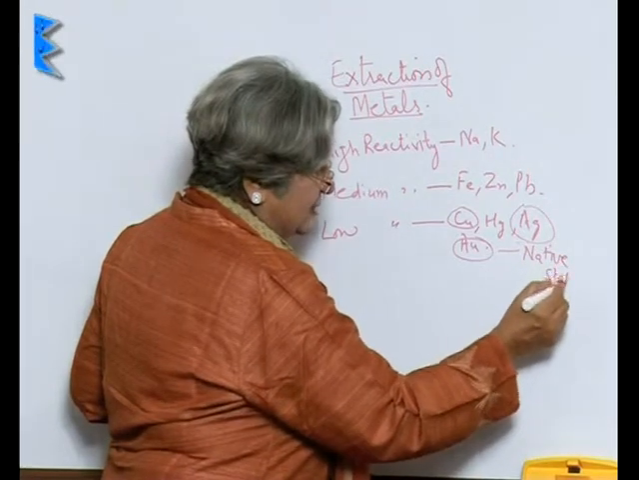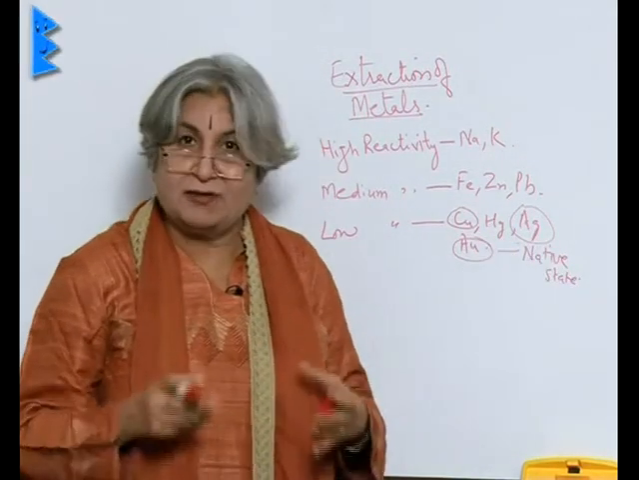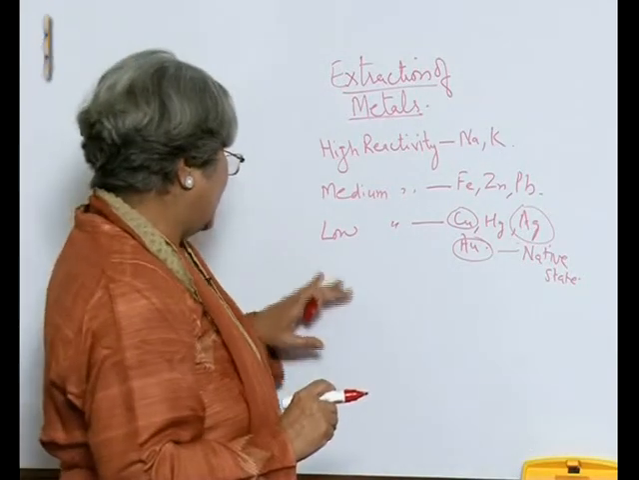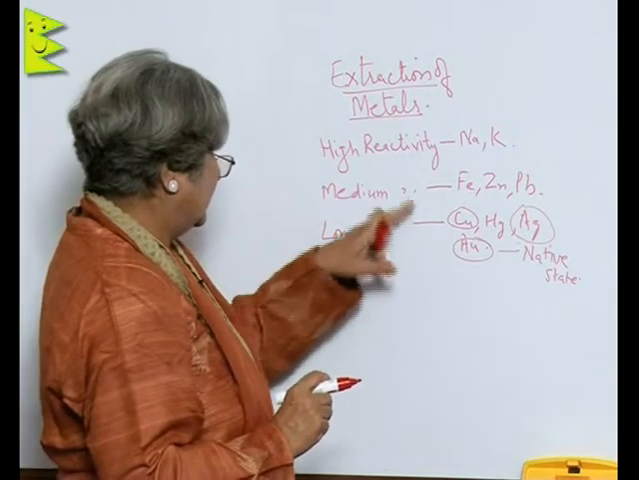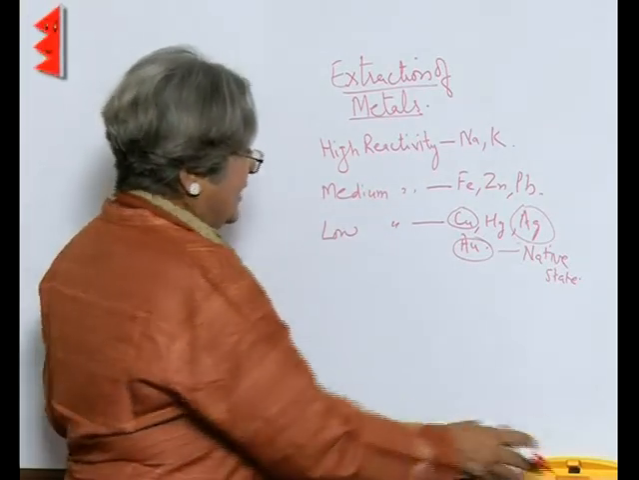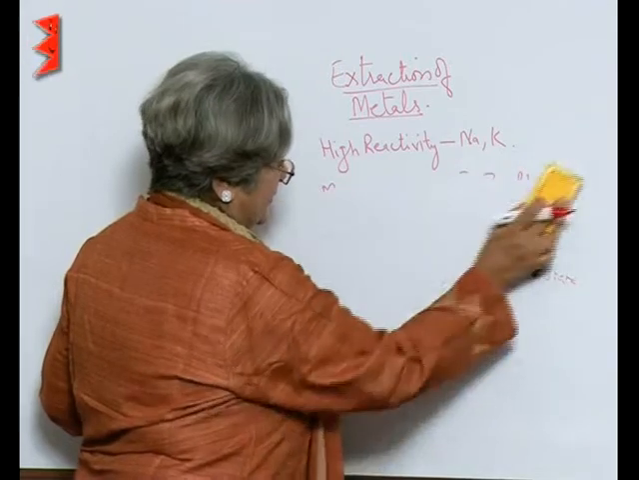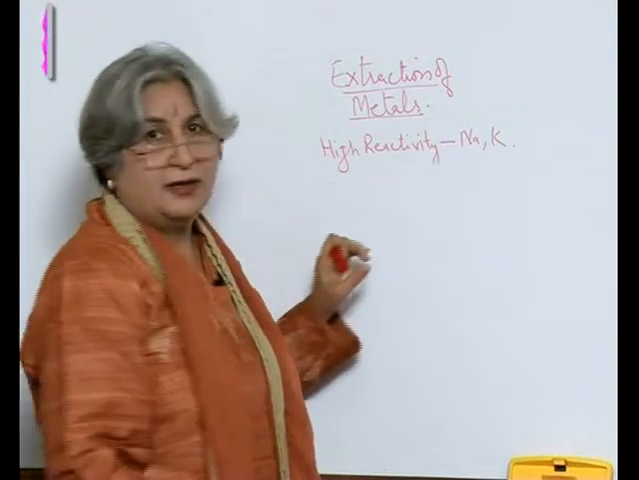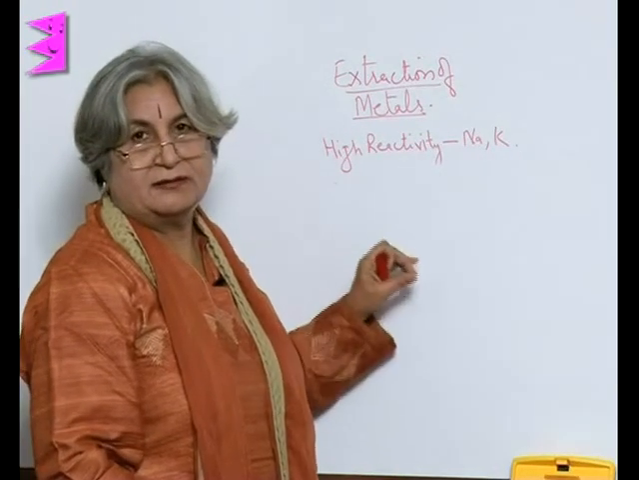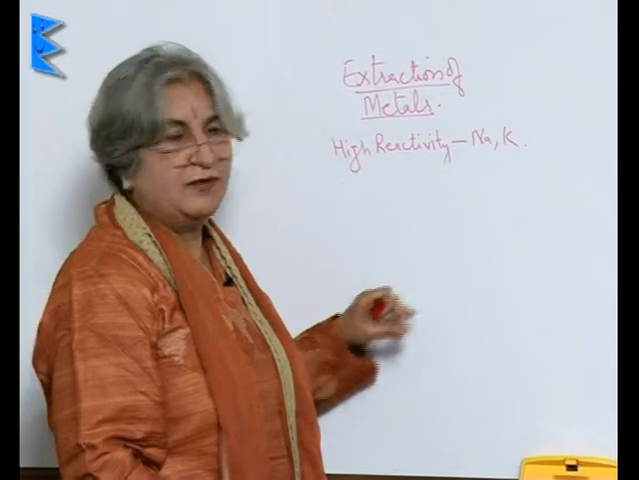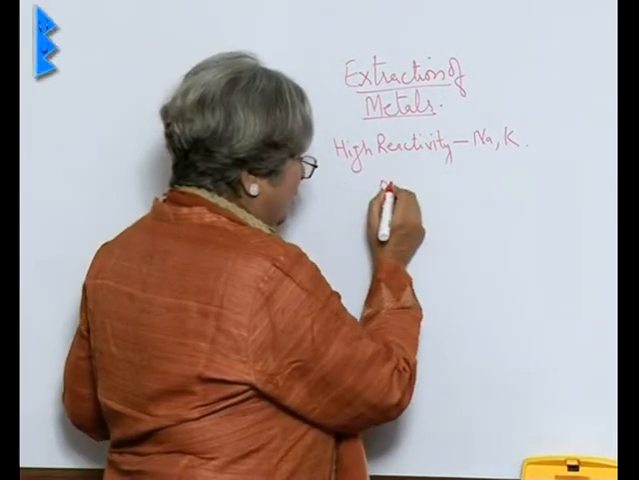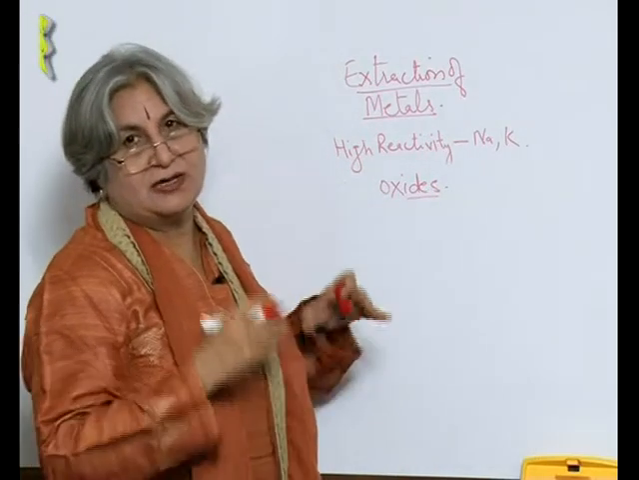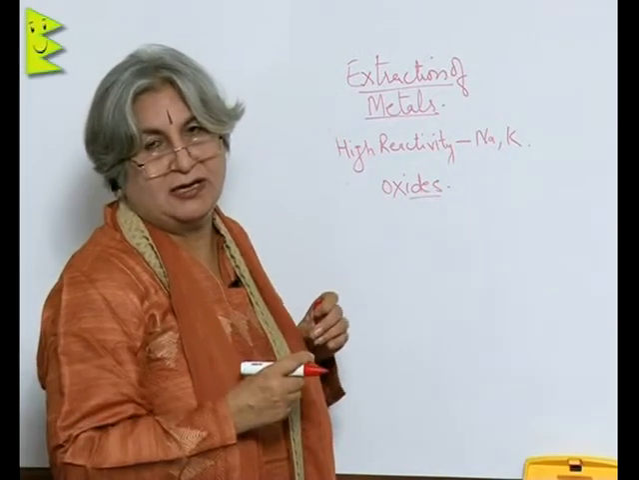See, in sciences you must always question why. Why in native state? Because it is less reactive. Now, in the case of medium reactivity, we will take up. In the case of these metals like iron, zinc or lead, what we find is they are generally found in the form of oxides. Why oxides? Because there is lot of oxygen available on the earth's crust.